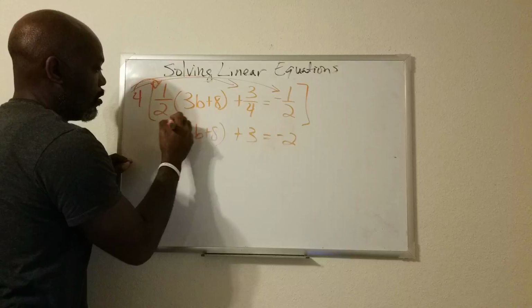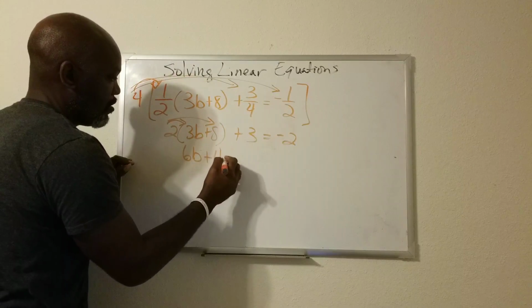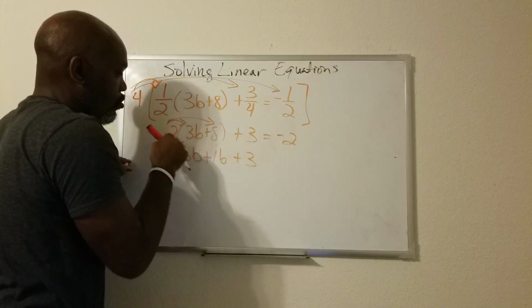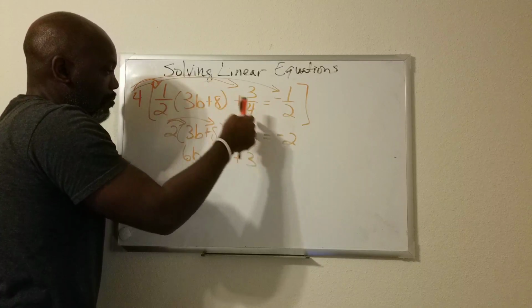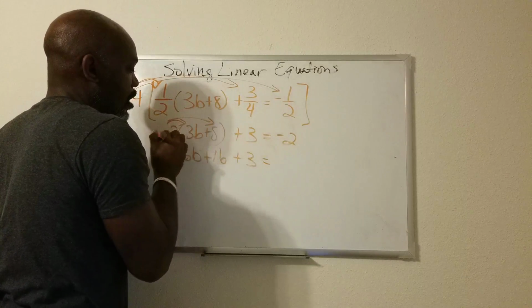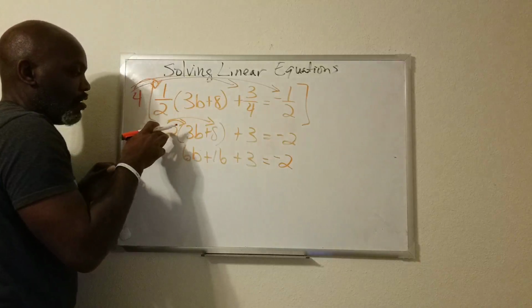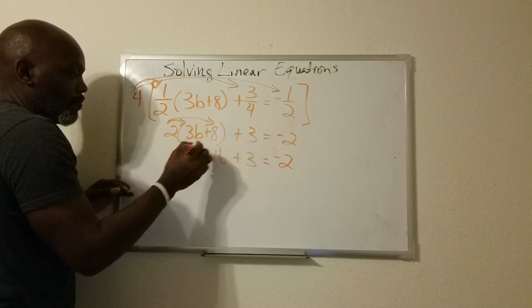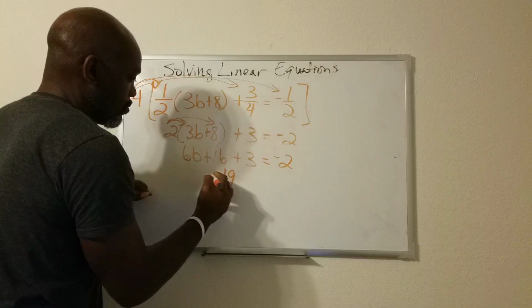Then we're distributing. We get 6b plus 16 plus 3. We do not distribute the 2 to the 3 because there's a plus 3. This is not multiplication. We also did not distribute this 2 to the negative 2 because it's not a part of this expression. So now we combine like terms.